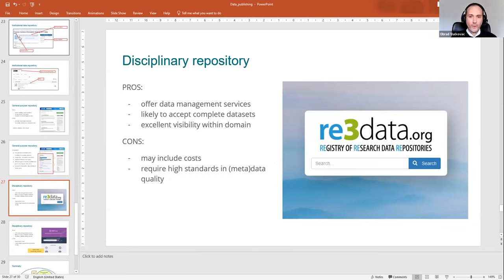And the fourth of these options I would like to present here, and you can present it to your researchers as well, is disciplinary repositories or thematic repositories. They offer data management services on the spot, and it is good because they rely mostly on good quality data and metadata, so they are careful about what they take into their repositories, and they usually talk with the depositors. They have that kind of communication with them.